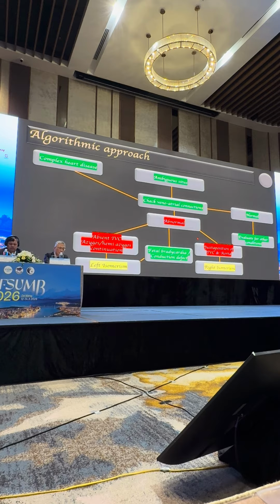So this is to summarize the algorithmic approach of making the heterotaxy diagnosis as simple as possible.